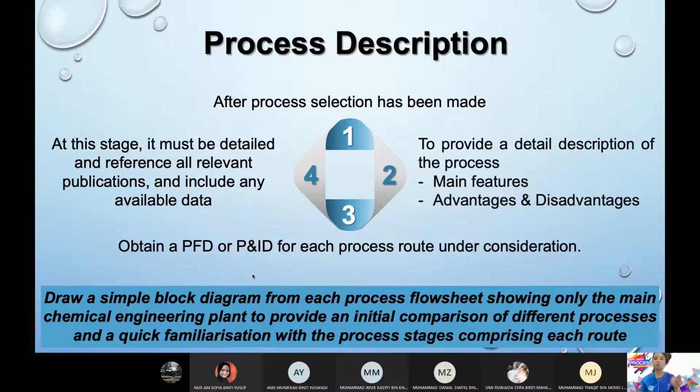Okay, for each flow sheet to show the main and chemical engineering plan to provide initial comparison of different processes. Okay, by right. Daripada literature tu, kamu kena draw block diagram sendiri untuk dua proses dan kita pilih satu. Okay. I try to save you time. Minggu depan kita dah pilih proses tu je kita akan buat block diagram. So minggu ketiga pilih proses. Minggu keempat kamu dah kena tunjuk saya block diagram.